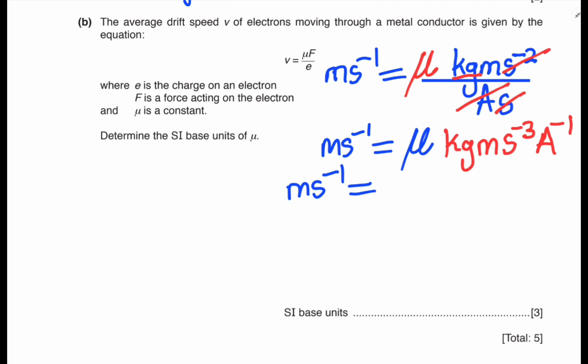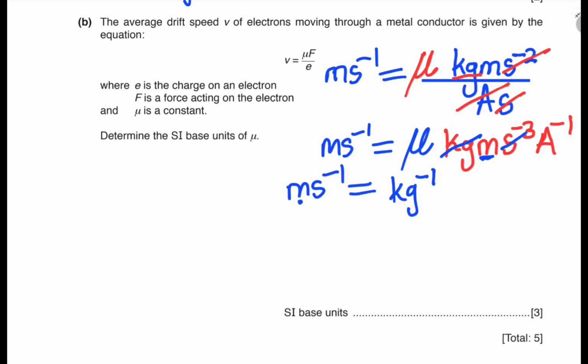So if we take a look, we have a kg on the right hand side and we don't have that kg on the left hand side. So that means we need to introduce kg to the power of negative 1 so that it cancels out the unwanted base unit. We have meters on the right hand side. We also have meters on the left-hand side. So this one is okay. We are not going to touch it.